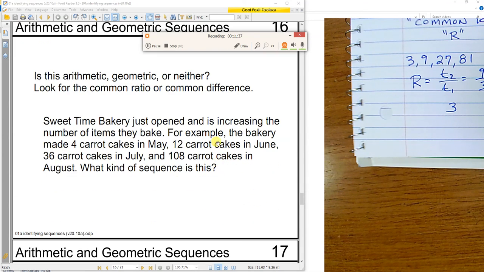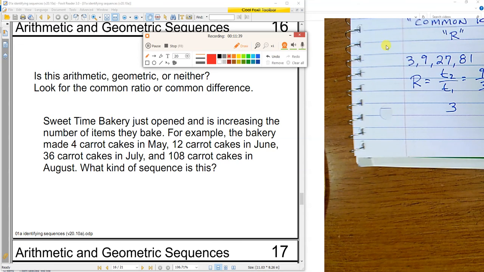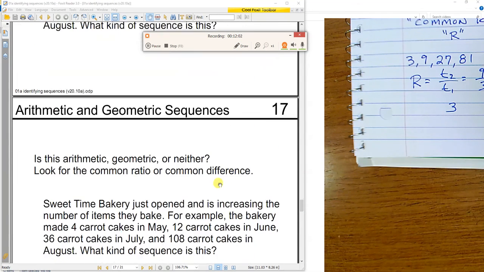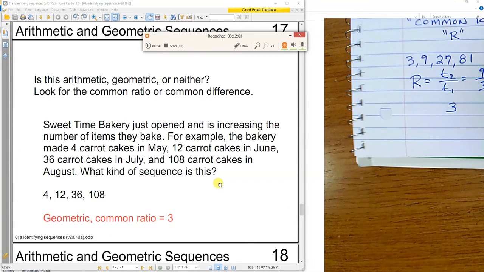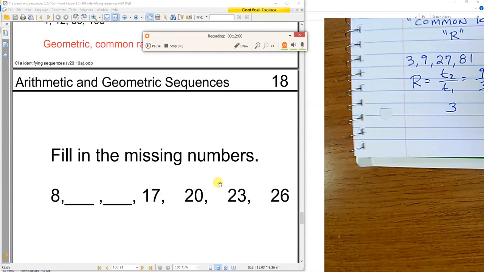Ooh. Sweet Tom Bakery. So they went from 4 to 12 to 36 to 108. What's going on? Sure looks like it's going times 3, times 3, times 3. That's a geometric. Geometric with a common ratio of 3.